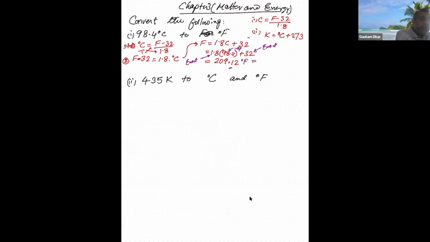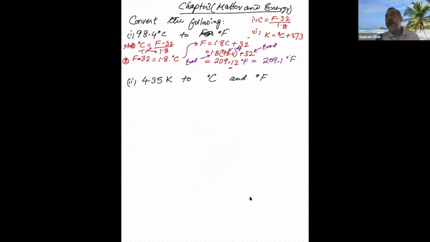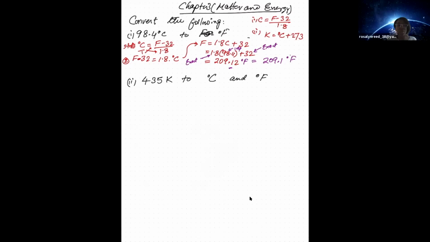So the correct answer is 209.1. You round it. I am saying 1 and writing 1 too, because my starting value had one decimal place of accuracy. I cannot be any more accurate than that. Just because my calculator is giving it doesn't mean I'm right. That is the decision that you need to take. That's why I don't like to use a calculator.